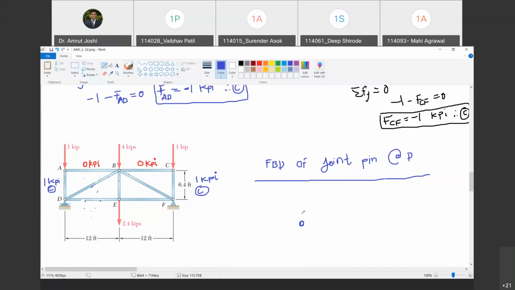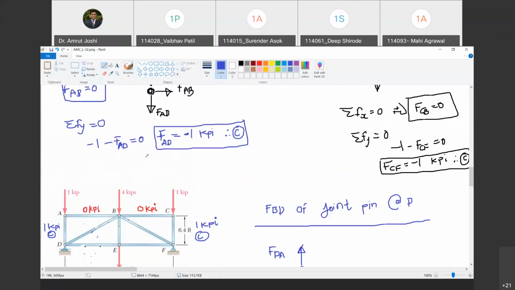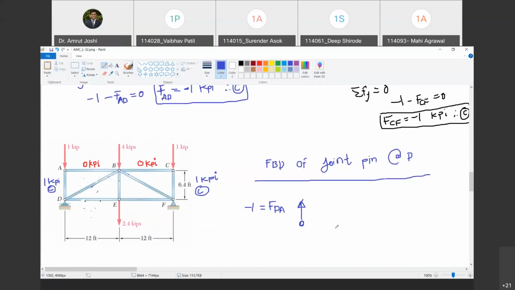So in joint D, what should I show? Force in member AD, that is FDA. Do you agree with me? Yes, sir. And I am not going to change my assumption. I am going to still say it is tensile. But I have already found out the value of force AD. AD is same as force DA. And what is its value? -1. So I will substitute this as -1. Are you with me? Yes, sir.